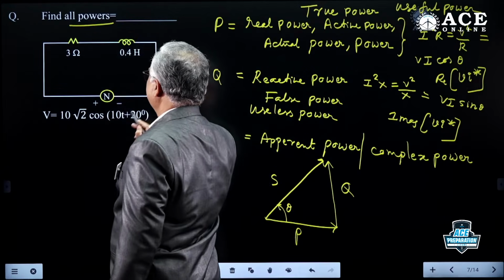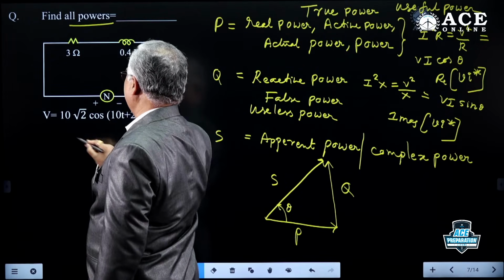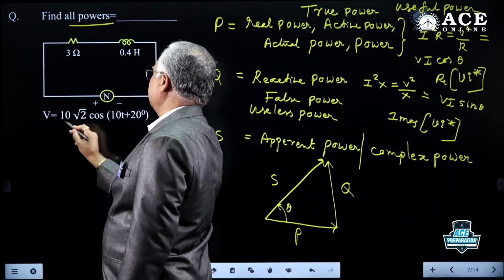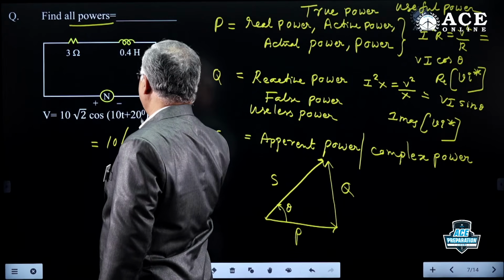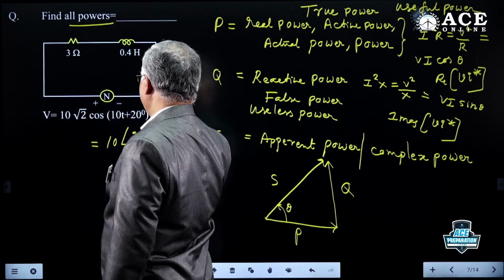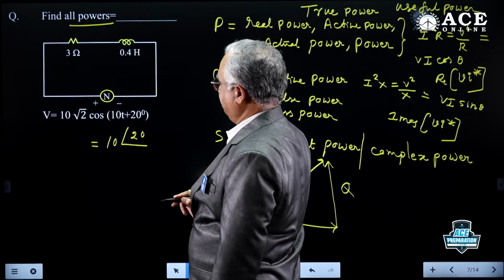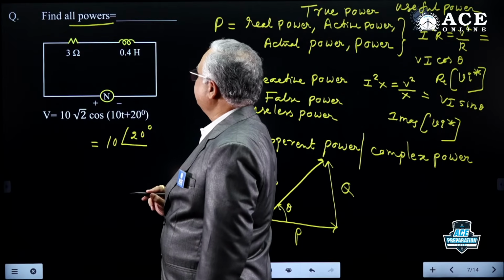And here AC source is given. Since we are dealing with power, compulsorily you have to change into RMS. So what is RMS of this? Divide by root 2, root 2 will go, 10 angle of 20. That is the VRMS. 10 is RMS, angle of 20 degrees.